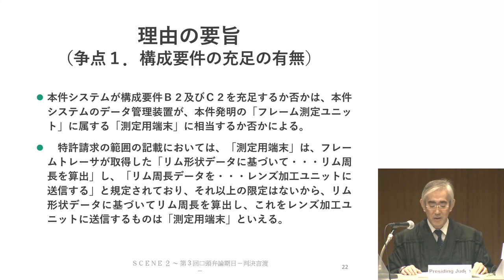Whether or not the system satisfies elements B2 and C3 is determined by whether or not the data measurement device of the system corresponds to the measurement terminal constituting the frame measurement unit of the invention. The scope of claims defines that this terminal calculates the rim circumferential length based on the rim shape data obtained by the frame tracer and transmits data of the rim circumferential length to the lens processing unit with no further limitations. Therefore, a device that calculates the rim length based on the rim shape data and transmits it to the lens processing unit can be regarded as a measurement terminal.